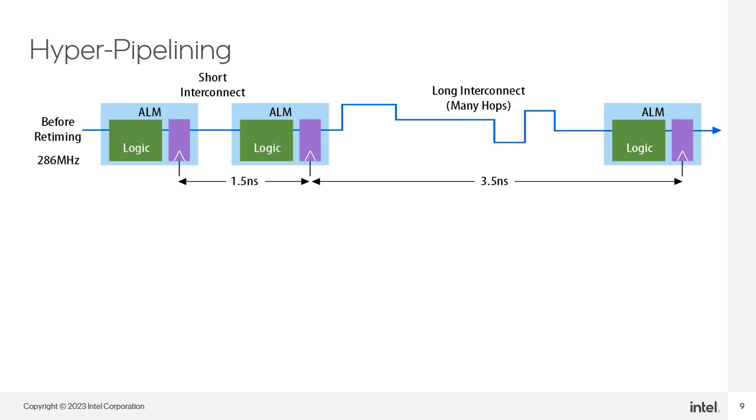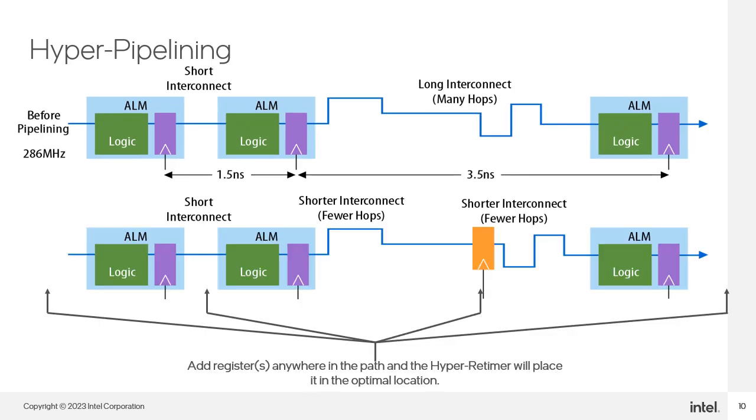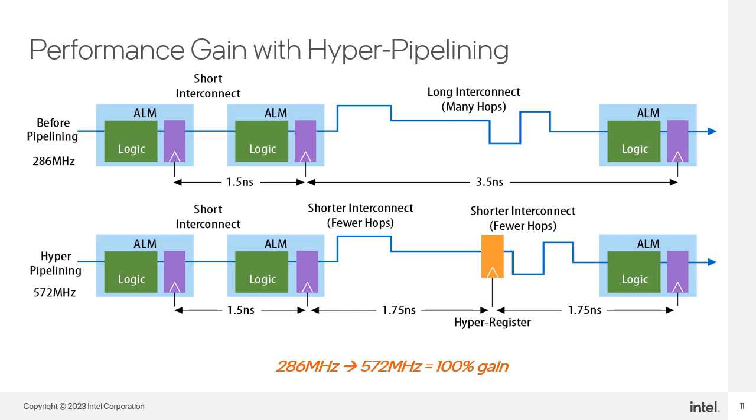Let's return to the 286 megahertz design to implement HyperPipelining. This time, we will add an additional pipeline register to the path. Where we place the new register in the RTL is not as important. This is because we're going to use hyper retiming to move the register to its optimal location in the path. Since there are hyperregisters all along the path between the two registers, the hyper retimer can find the exact location necessary to cut the 3.5 nanoseconds delay in half. So our maximum performance is now based on 1.75 nanosecond delay, or 572 megahertz, twice the frequency of the original design.